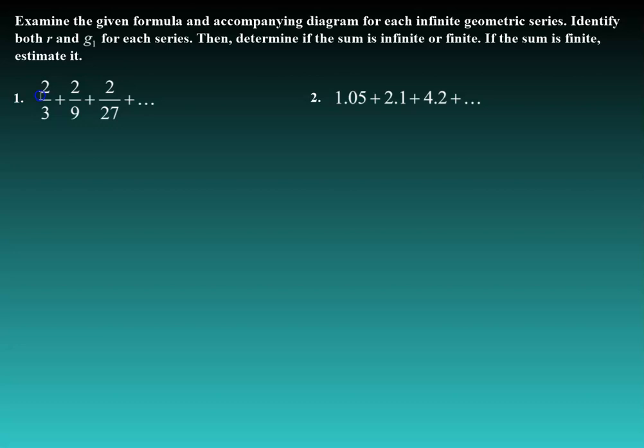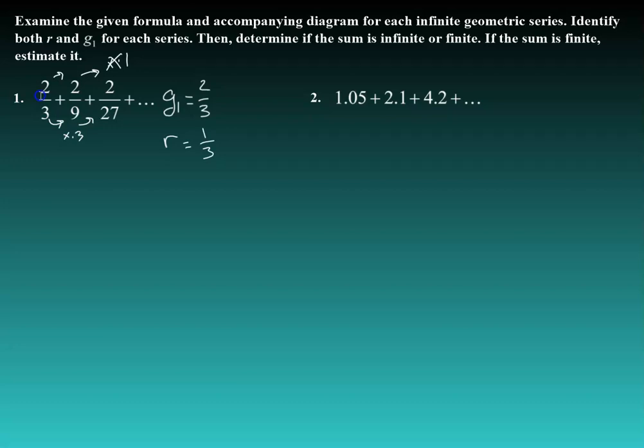Alright, so let's look at number 1. g1 is easy, that's 2/3. r, well, the top is not changing, right? So we're multiplying by 1. On the bottom, we're multiplying by 3. So that means that r is equal to 1/3. That's the change that's happening.